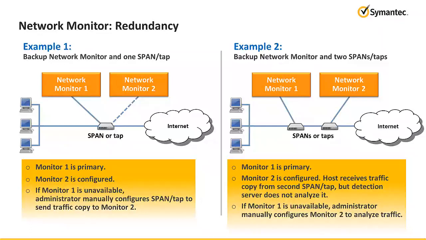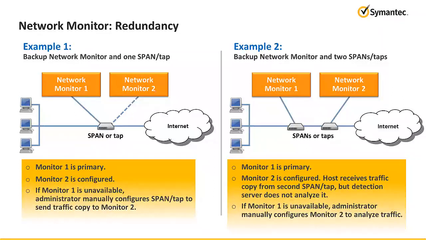If, however, an organization considers it important to have redundancy for Network Monitor, there are a couple of options. The first option, shown as example 1 in this figure, is to have one Network Monitor server analyzing live traffic, while a second Network Monitor server is configured identically to the first and is already connected to Enforce. If Network Monitor 1 becomes unavailable, the administrator manually reconfigures the span or TAP to send a copy of outbound traffic to Network Monitor 2.